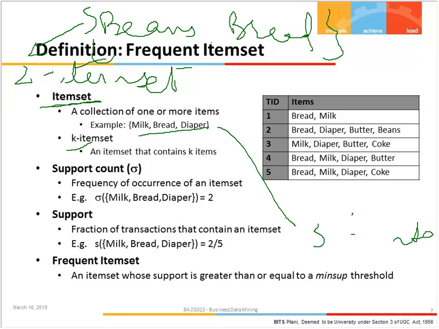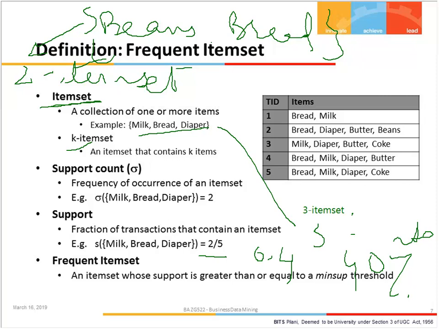The same thing can also be represented sometimes as a fraction, sometimes as a percentage. When we represent this as a fraction, we say 2 out of the 5 transactions, so that is 2 by 5. This 2 by 5 can also be represented as 0.4 or 40%. So the support can be expressed in numerous forms: absolute count, fractional count, and percentage.